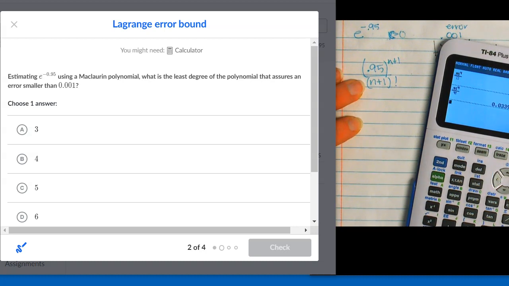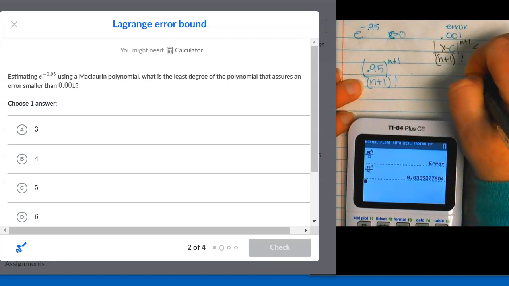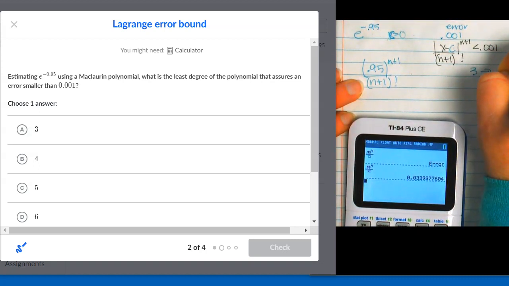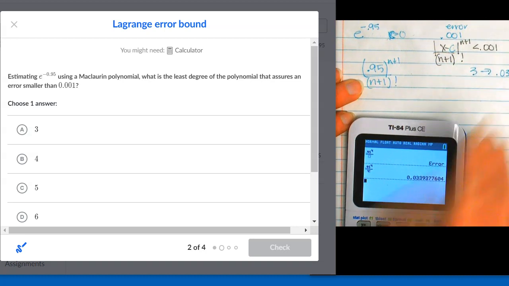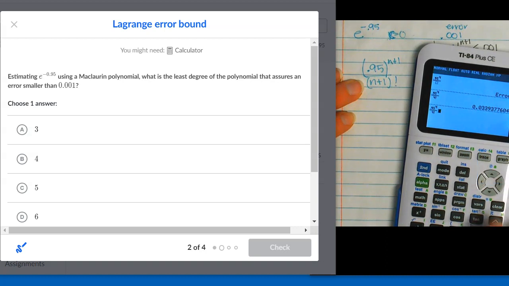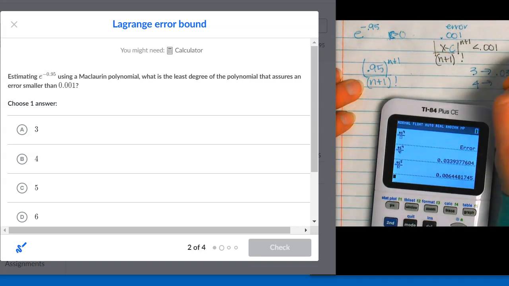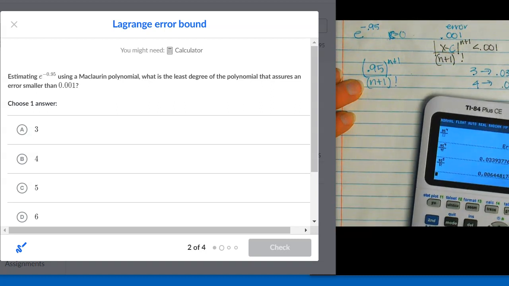And we get 0.33. Is that less than what I need? No. 3 gives me 0.03394. And then I can arrow back up and do the same thing, but go 4. Go 4 plus 1 is 5 over 5 factorial. So I don't have to go find the factorial again, which is gold. So this is 0.006. So with 4, I got 0.0064. It's probably going to be 5, right?